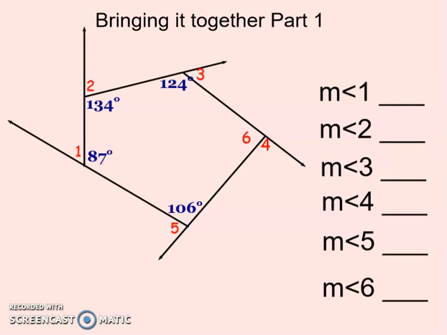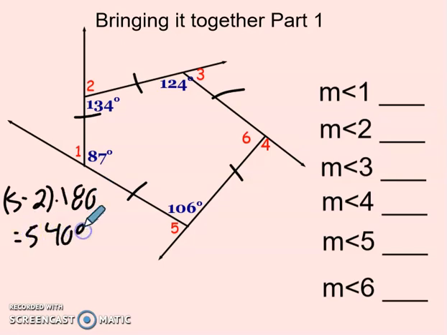So my tip here was finding the measure of angle 6 first. Well, we have 1, 2, 3, 4, 5 sides. So we're going to be using our formula, 5 minus 2 times 180, to find the total degrees of this pentagon, or this 5-sided shape. So we get that's equal to 540 degrees. Well, I already know I have 87, 134, 124, and 106 accounted for. So I want to find the measure of angle 6. So what I'm going to do is take 540 and subtract these 4 values.